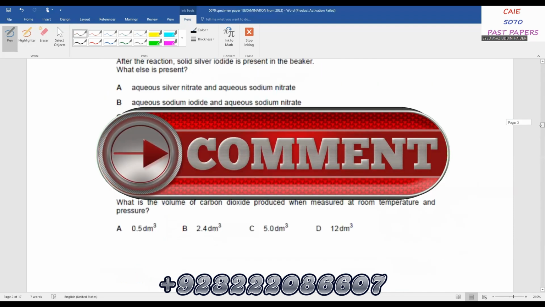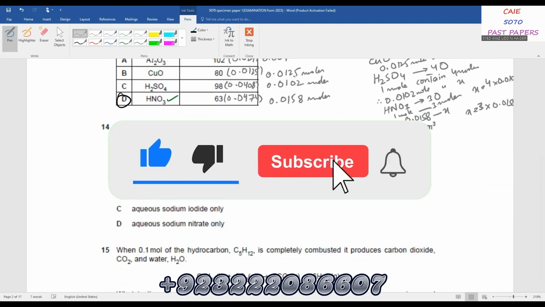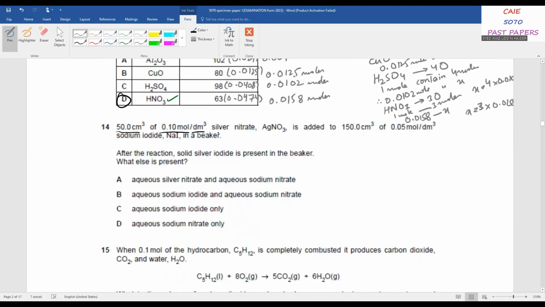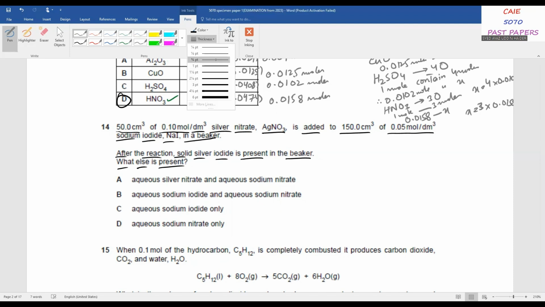Number 14. 50 centimeter cube of 0.1 mole per dm cube silver nitrate AgNO3 is added to 150 centimeter cube of 0.05 mole per dm cube sodium iodide NaI in a beaker. After the reaction, solid silver iodide is present in the beaker. What else is present? First of all, I'm going to write the reaction equation.